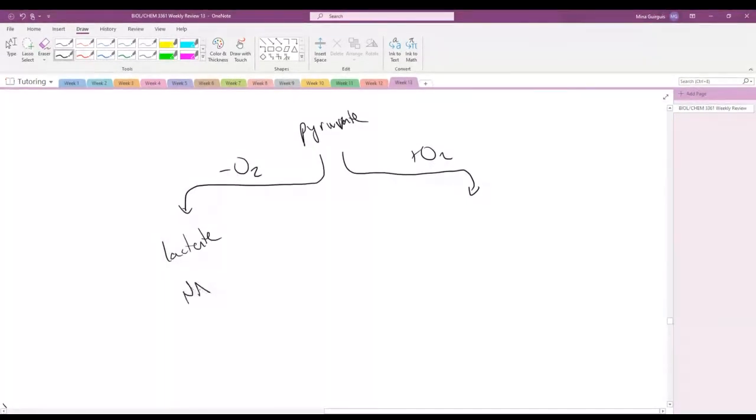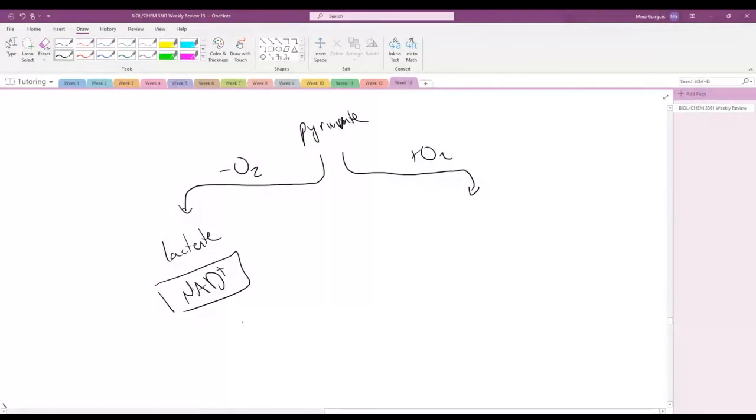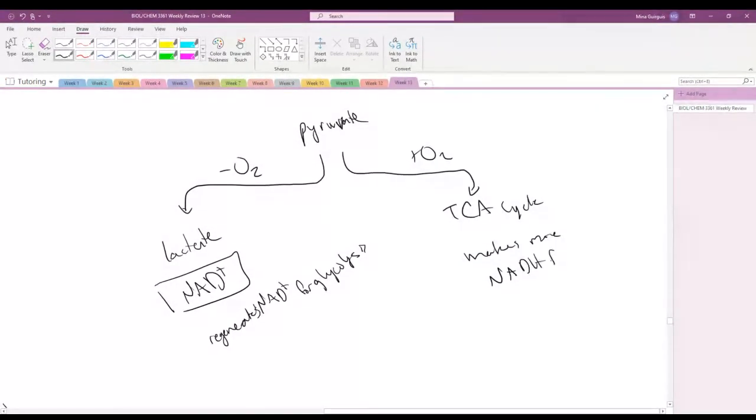And the reason you go to lactate is because it gives us NAD+. And that's it. So NAD+, this is helpful for us because glycolysis needs NAD+. If you don't have any, you can't make any of the ATP out of glycolysis. So this literally just regenerates NAD+, and it doesn't give us any more energy. Regenerates NAD+ for glycolysis. Okay. Whereas the TCA cycle makes more NADH for a bigger payout.